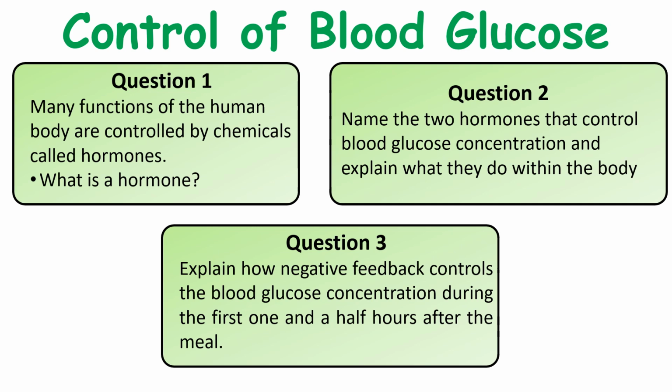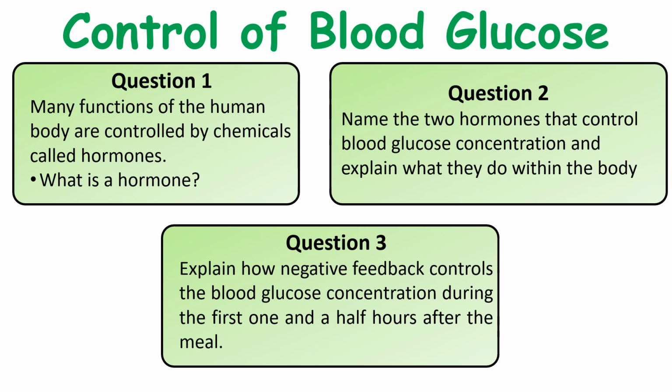So, 3 questions that you can now think about using those shorter answers. The first one is that many functions of the human body are controlled by chemicals called hormones. What is a hormone? Remember, it's important to say basically what it is, what produces them, is it long lasting or short lasting, and how is it carried around the body.